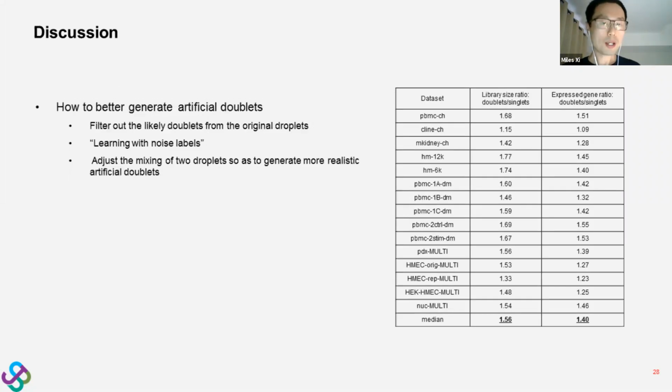Then the next one is how to better generate artificial doublets, because we see almost all methods first give you artificial doublets: randomly pick two cells from your data set, simulate those doublets, and try to see among your existing data set how many of them are close to those simulated doublets, okay? However, if you combine two single cells, then on average the new cell will be doubled, right? The gene expression will be doubled.